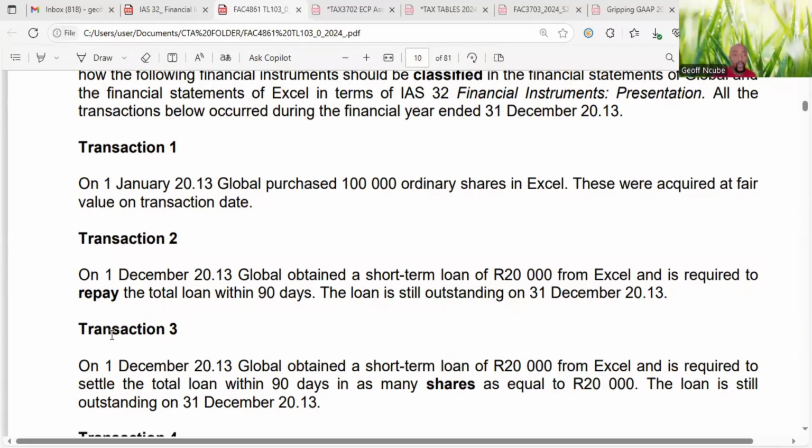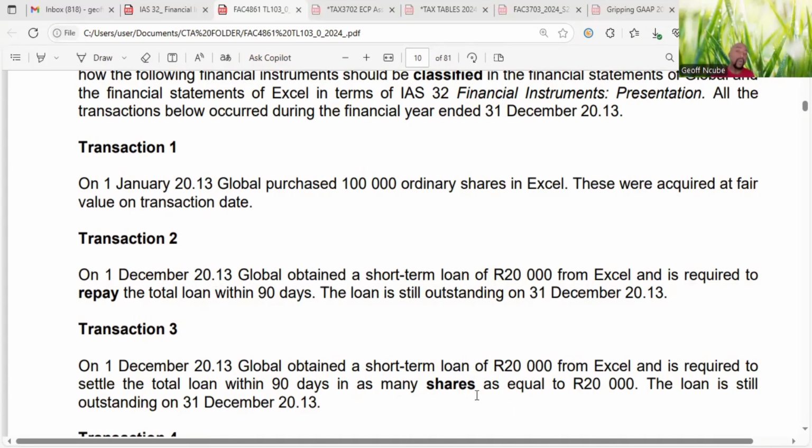If you go to transaction 3, it says on 1 December 2013, Global obtained a short-term loan of 20,000 from Excel and is required to settle the total loan within 90 days in as many shares as equal to 20,000. The loan is still outstanding, so it's similar to your transaction 2, just that with this one, you are supposed to pay using cash. This one, you are going to use shares to cover 20,000.